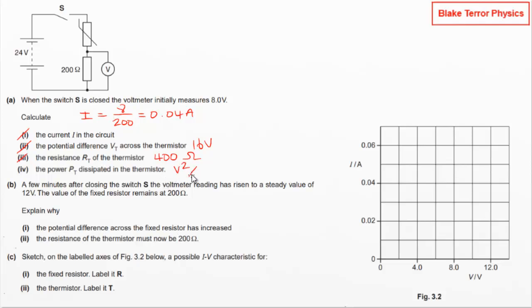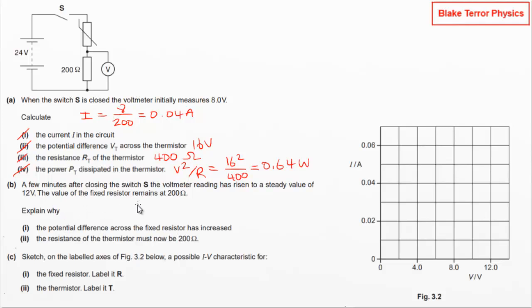And what is the power dissipated in the thermistor? We've got V squared over R. Well, you could do I squared R. It doesn't really matter what you're going for on this. So what's that? 16 squared over 400. So that's 4 times 16 over 100, which 4 16s is 64 over 100, 0.64 watts. Right, so some quick calculations to get us started.